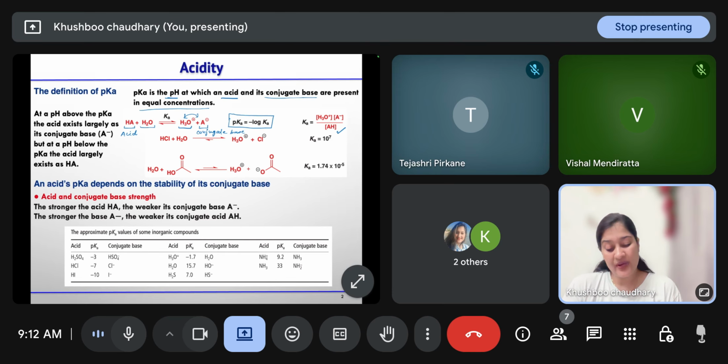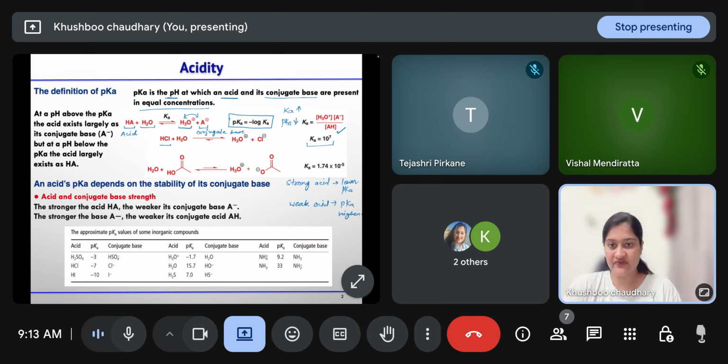So here two examples are given, HCl and acetic acid. For HCl, Ka is 10 raised to the power 7. Now we can see that as the Ka increases, the pKa will decrease. So for a strong acid, pKa will be lower, and for a weak acid, pKa will be higher.